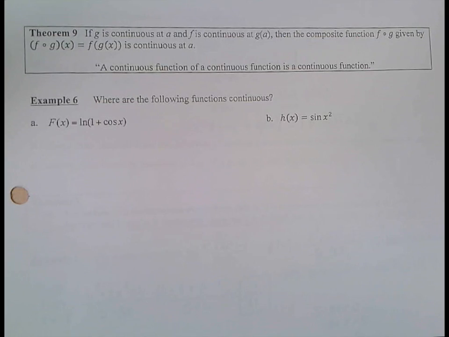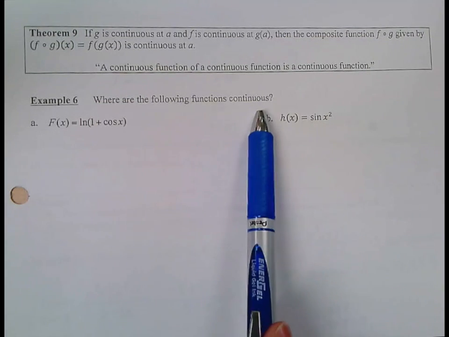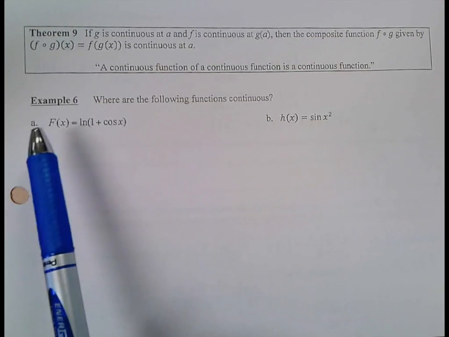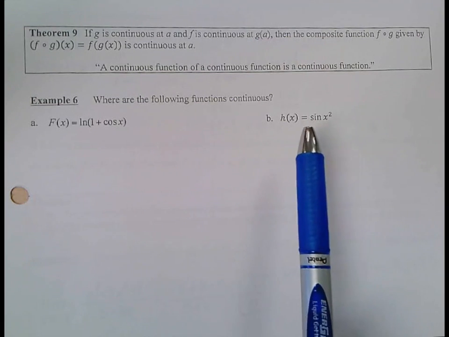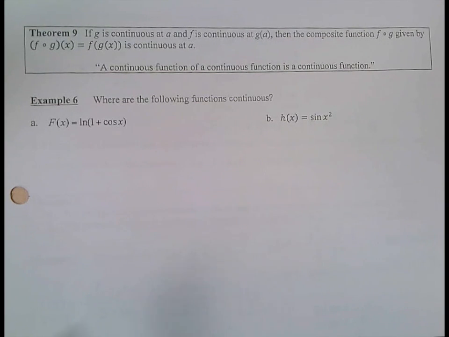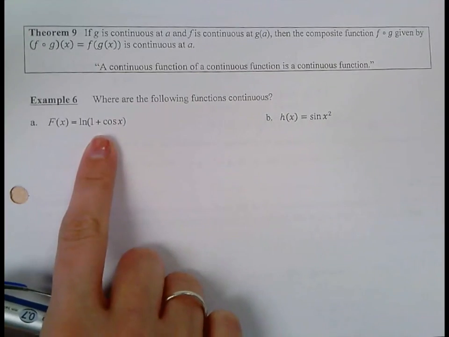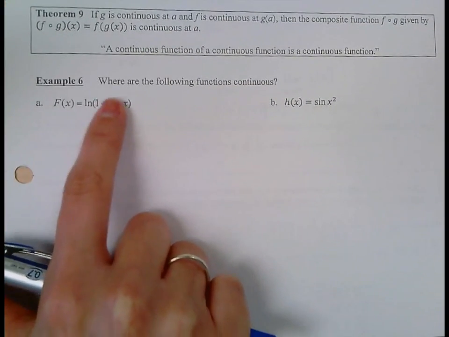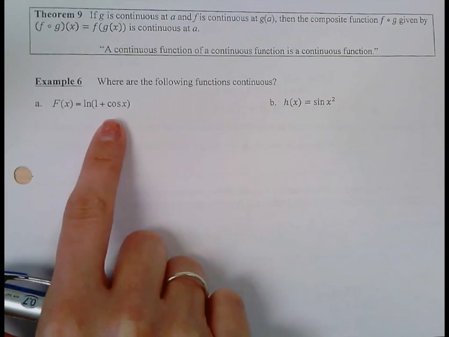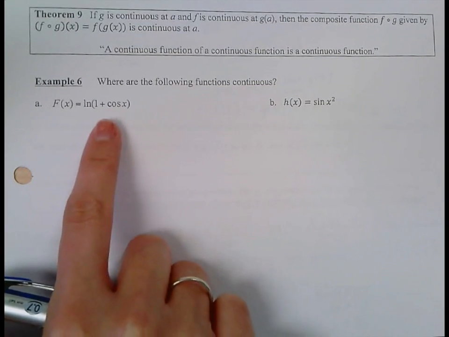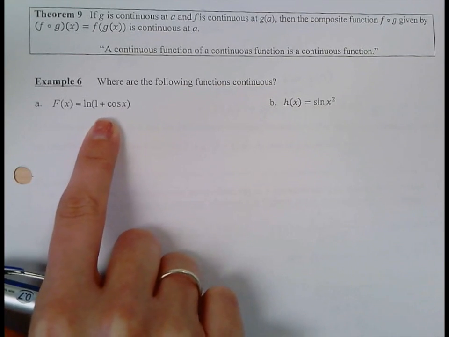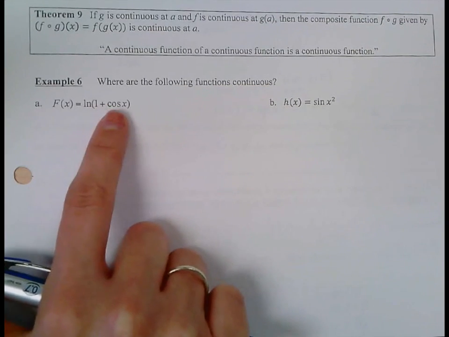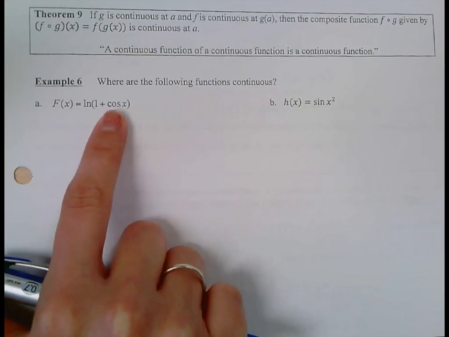Now, that's very wordy. To actually determine where they are continuous, again, this is asking you basically to find the domains. So I'll review how to find the domain if you have a composite function. With a composite function, you first need to look just at the inside function. So if we're looking at example A, we would be looking at the 1 plus cosine of x. And you determine first the domain of that function.